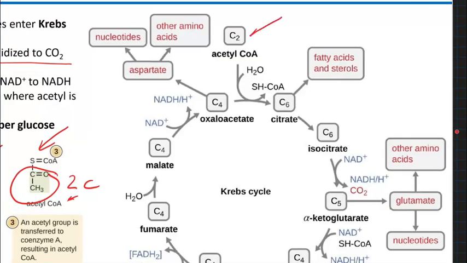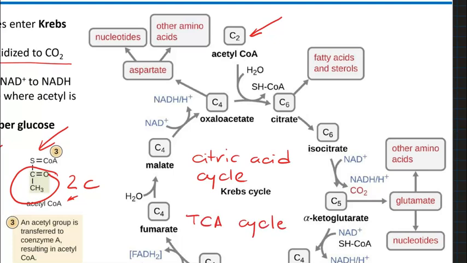And this 2-carbon intermediate enters the Krebs cycle, also known as the citric acid cycle or TCA cycle, where TCA stands for tricarboxylic acid. Now, terminology is great, but let's take a look at the concept here. So we have 2 carbons in acetyl-CoA that are derived from the original glucose, and 4 carbons in the molecule of oxaloacetate, which is one of the intermediates in the Krebs cycle.